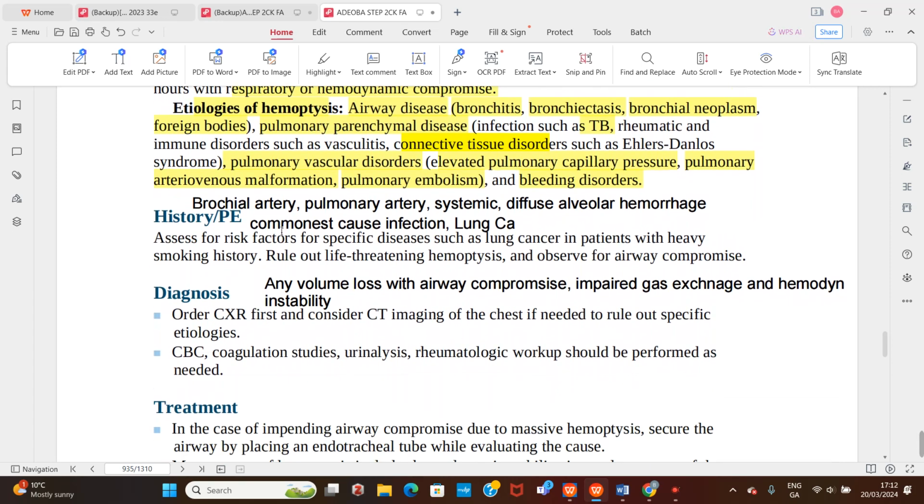So the commonest cause is infection. Somebody having bronchiectasis, commonest is infection or tuberculosis. Then lung cancer. So you must rule out all these in your investigation. For example, you have to assess for the risk factors of lung cancer in patients with heavy smoking history. You want to know how many pack years, how long they have been smoking, when they stopped, any weight loss and the likes.